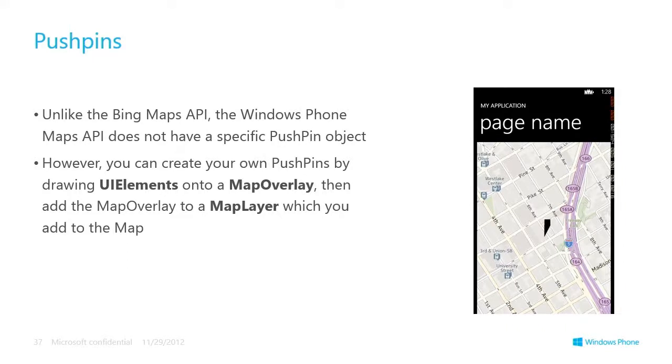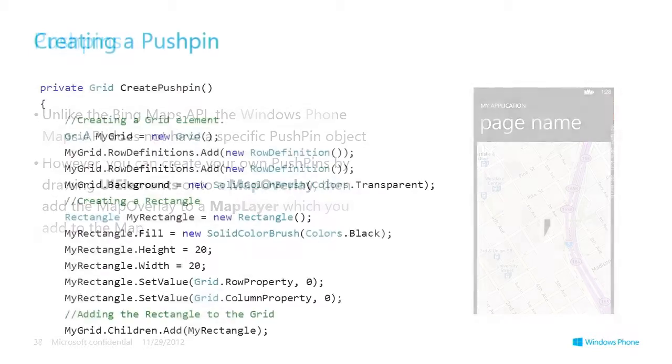One last thing, push pins. Unlike the Bing Maps API, we don't actually have a specific push pin object, but you can draw any UI elements onto a map overlay object, and then you add that map overlay object onto a map layer. You've already seen plenty of examples of push pins being drawn onto the map. Those are all self-drawn objects.